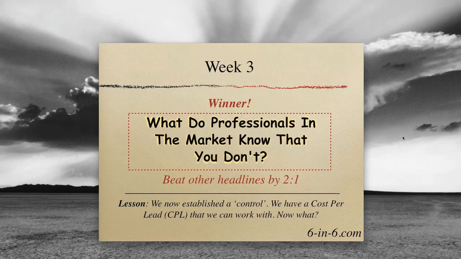So in week 3, we found the winner. This headline beat other headlines by 2 to 1 or better. So now we've established a control. That's an absolutely critical component of your success. If you really want to make 6 figures a year, you need to have a control, a headline that you know is going to work at a cost per lead that can actually help you make money.